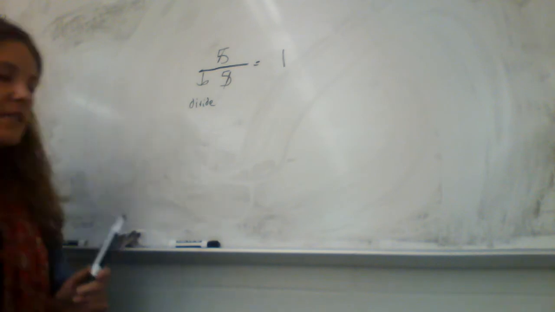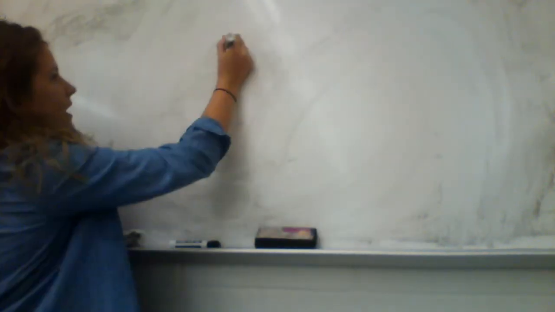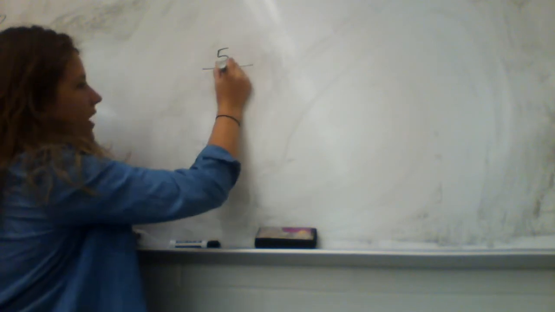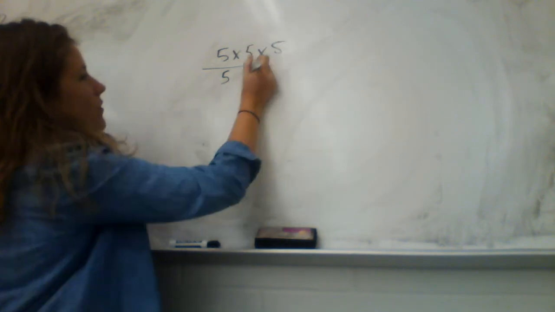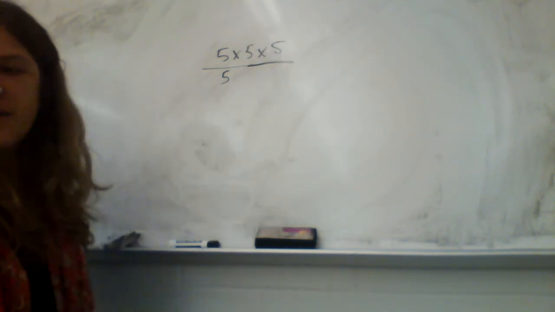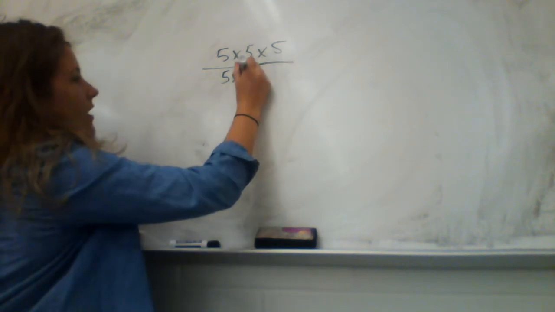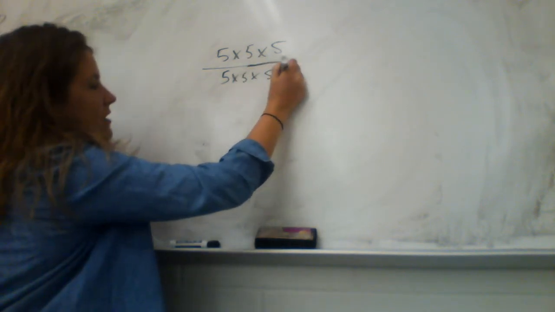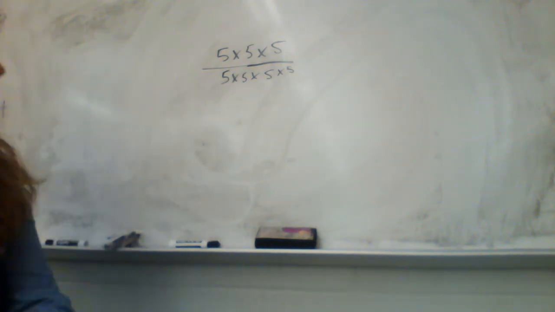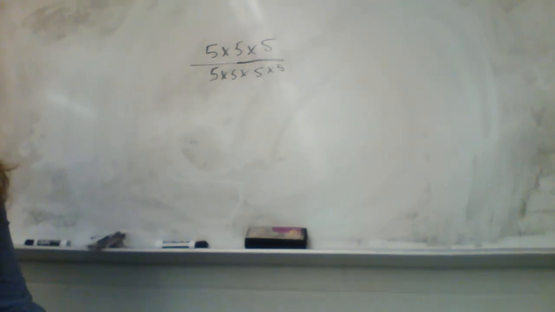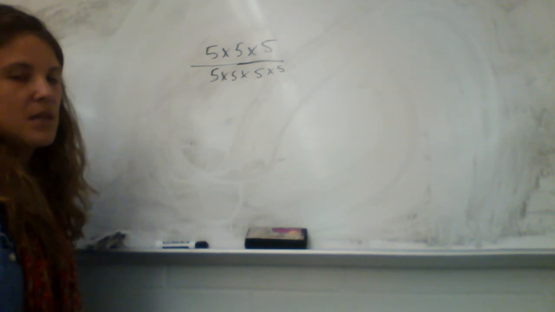We'll use this for our next example. I'm going to keep the same numbers. I had 5 over 5. But this time I want to make it 5 times 5 times 5, and I want to divide that by 5 times 5 times 5 times 5. Now, if I ask you to simplify this, it may look daunting or challenging, but it's not too bad. We're going to take it piece by piece.